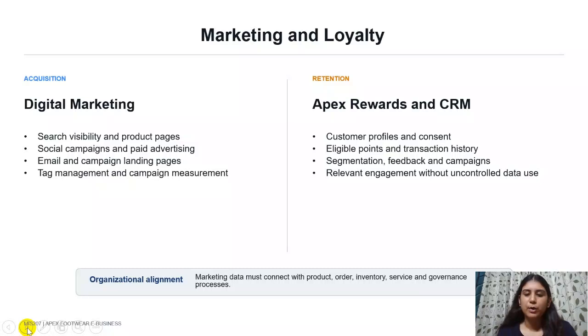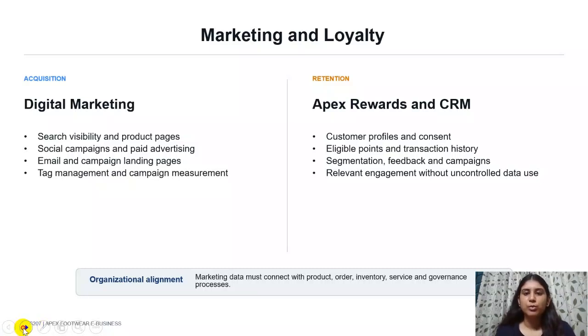But there is an important MIS issue here. Marketing data should not operate separately. It needs to connect product, order, inventory, service, and governance processes. Otherwise, the organization may have lots of customer data without being able to use it effectively.